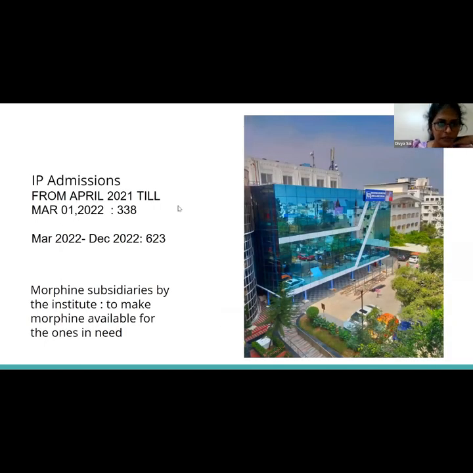So inpatient admissions in 2022 were 338, with 2023 having around 623. Also, the institute has taken the initiative of giving morphine subsidies for the patients who cannot afford it.